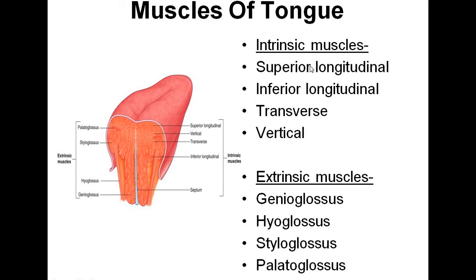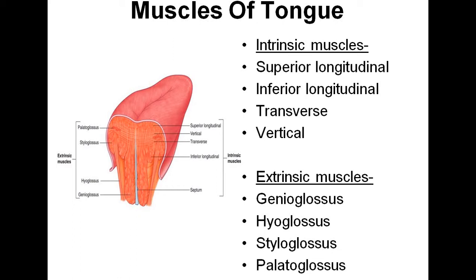So the intrinsic muscles are present within the tongue itself. They alter the shape of the tongue, and the intrinsic muscles are confined to the tongue and are not attached to the bone. They occupy the upper part of the tongue and alter its shape. The intrinsic muscles are arranged in several planes. They run in three directions basically: in the longitudinal direction, in the transverse direction, and in the vertical direction. Because of this, they can alter the shape of the tongue, becoming more wide and flat, narrow and thick, or rolled up laterally to become gutter shaped.